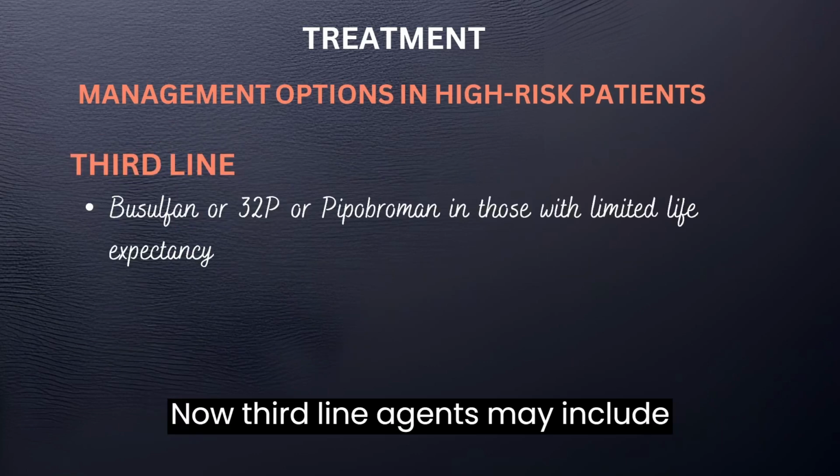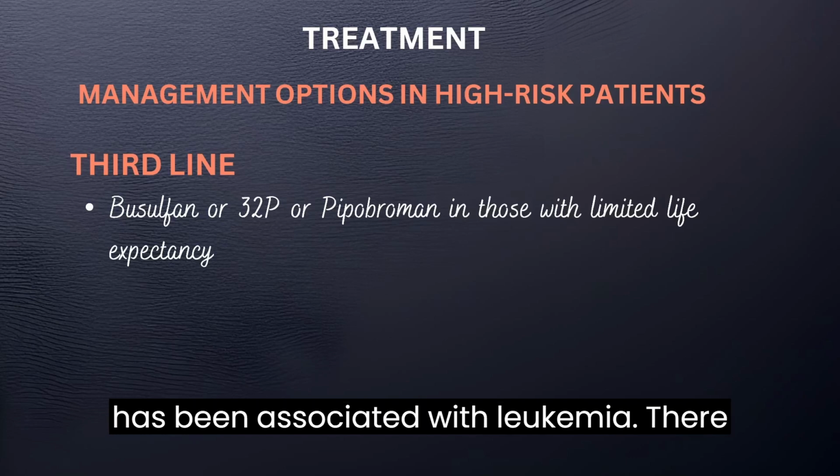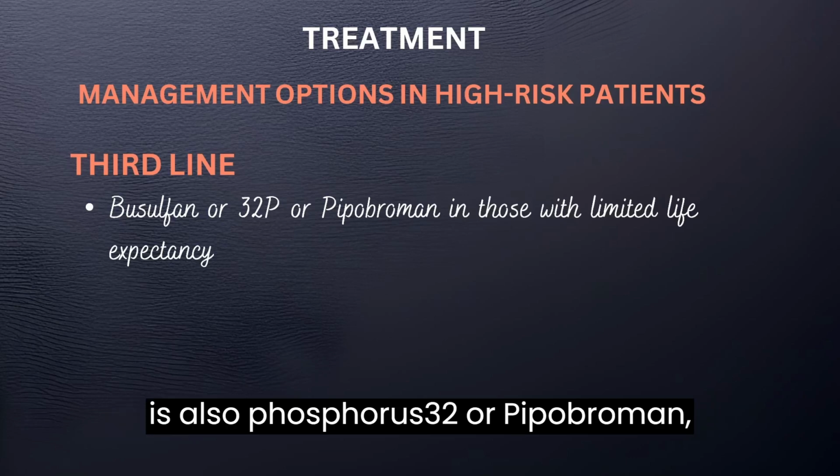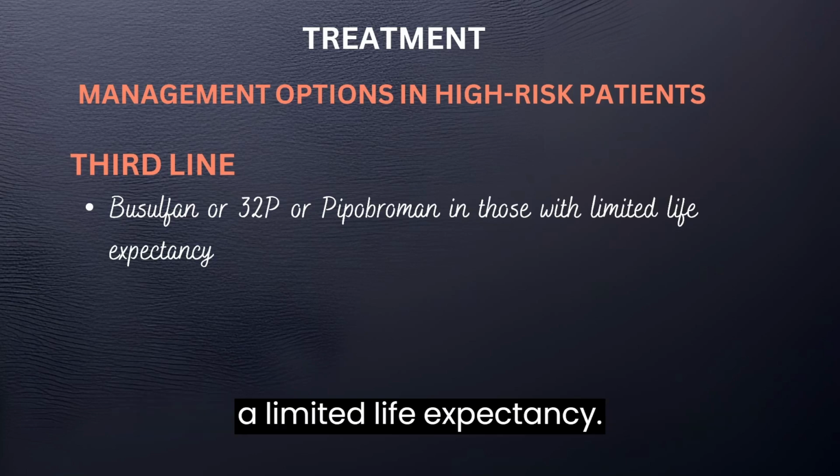Now, third line agents may include busulfan, which is an alkylating agent. It has been associated with leukemia. There is also phosphorus 32 or pipobroman, and these agents may be used if there is a limited life expectancy.